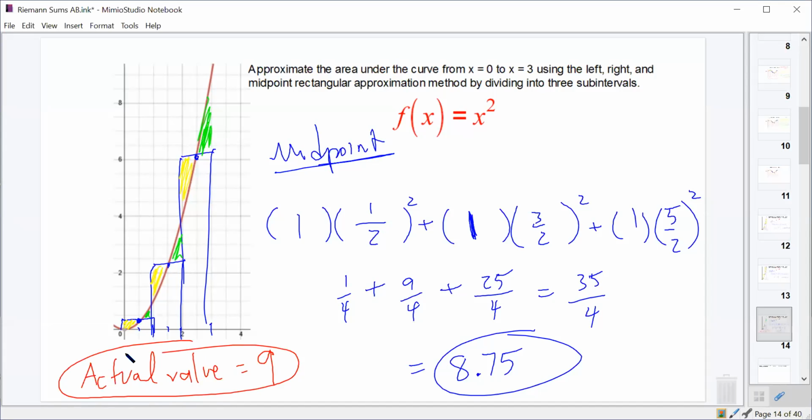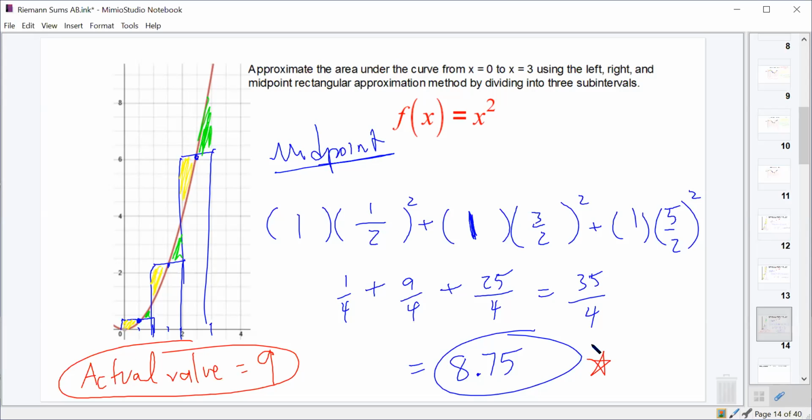So the specific area underneath this curve is 9, right? And we got an approximation of 8.75 by using this midpoint approximation, which I feel like is pretty darn good, really, all things considered, right? Only off by a quarter, and we only used 3 subintervals. Imagine if we'd used 300 subintervals, how close we would be to the actual value, right? That's right. Yes, exactly.